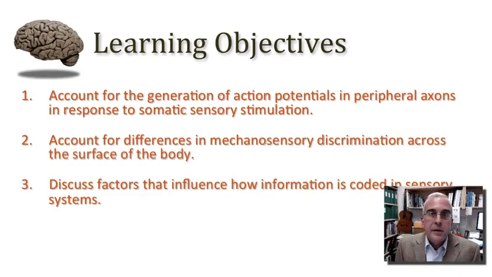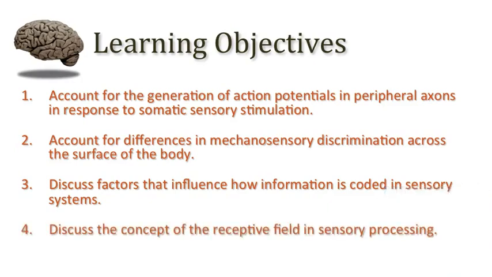And I want to consider, in fairly general and broad terms, how information is coded in the nervous system. So I hope that you'd be able to have a discussion of the important factors that influence information coding. And one very important concept in sensory physiology is that of the receptive field. So I want you to have a thorough understanding of what the receptive field is, and one way to assure yourself of that is to have a discussion with someone about it.